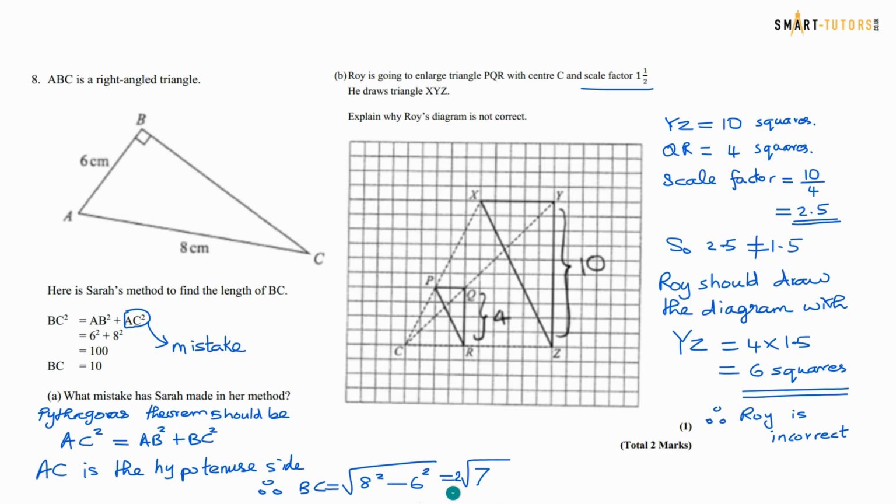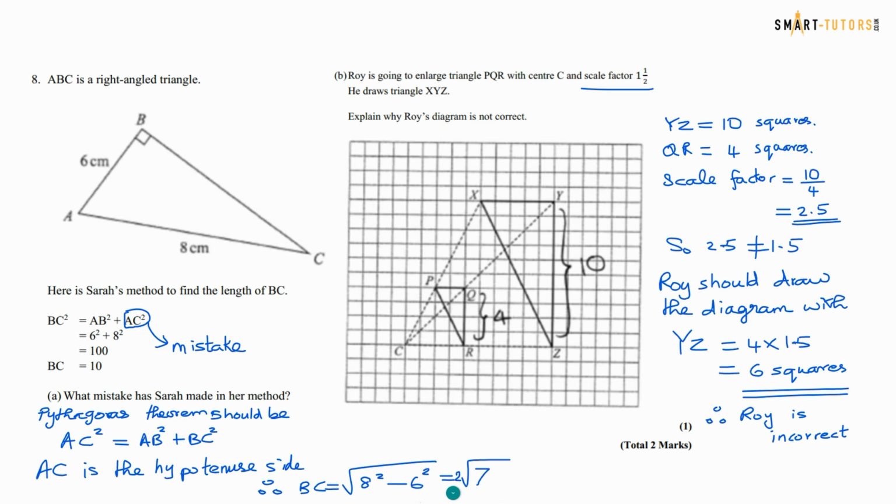So the answer should be BC equals square root of 8 squared minus 6 squared. As long as you said AC is the hypotenuse and write the correct Pythagoras theorem, you will get a mark for that one. So the answer is 2 root 7 is the correct answer. You don't need to show the correct answer. As long as you pinpoint where the mistake is, that's more than enough.